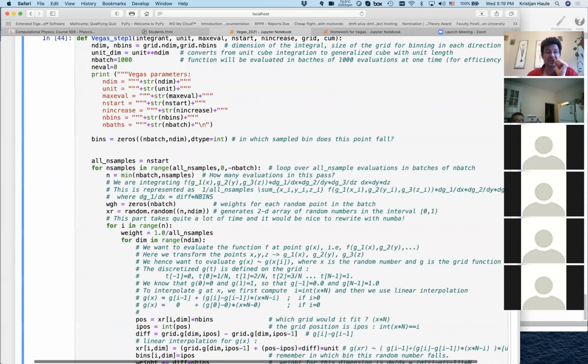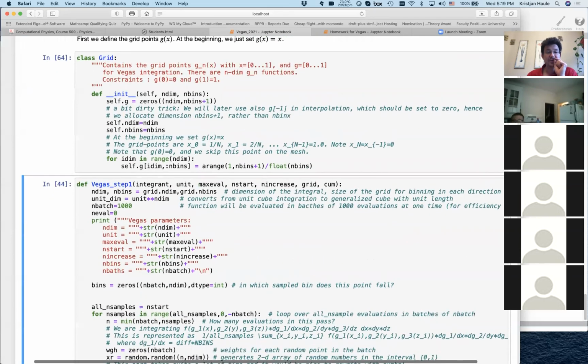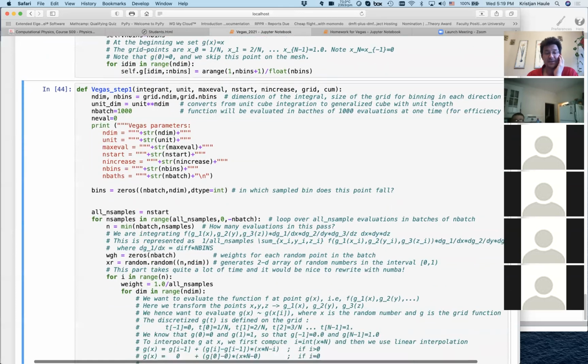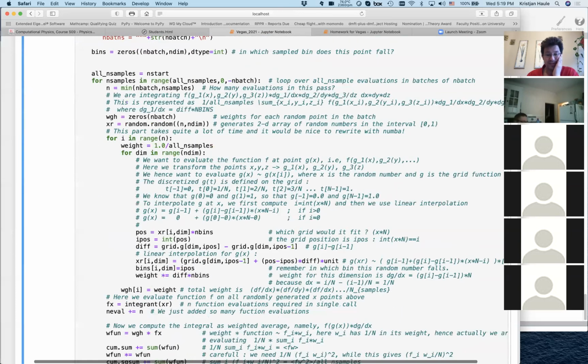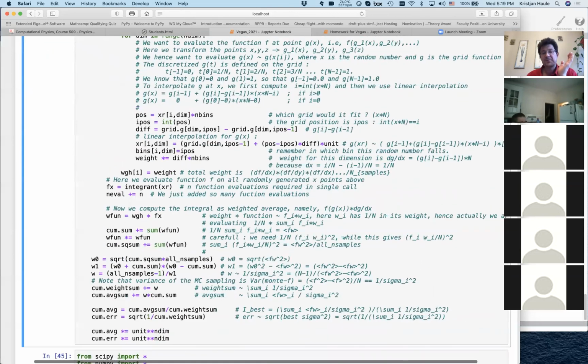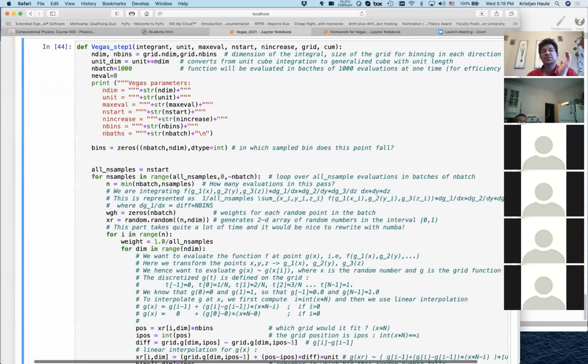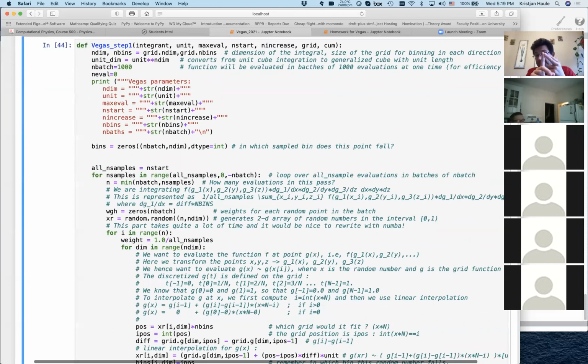Okay, so let me evaluate this grid. And now that we have the grid, we can start writing the Vegas algorithm. Okay, so this first step, I'm going to show you the Vegas algorithm in 3 steps. Why do I do that?